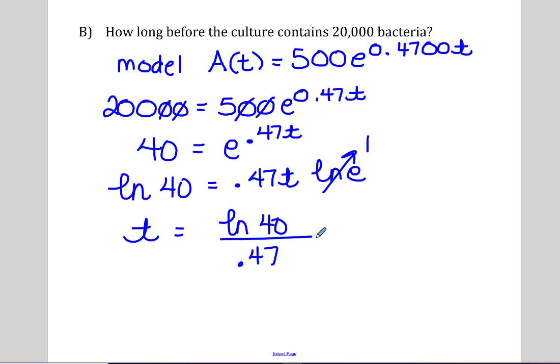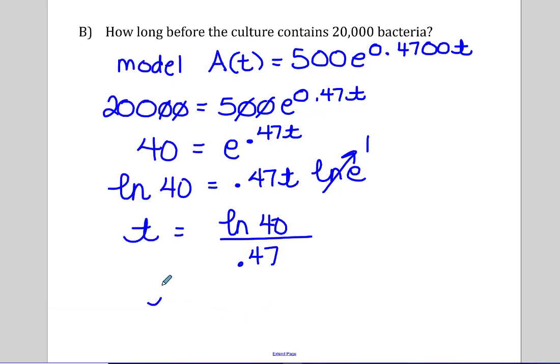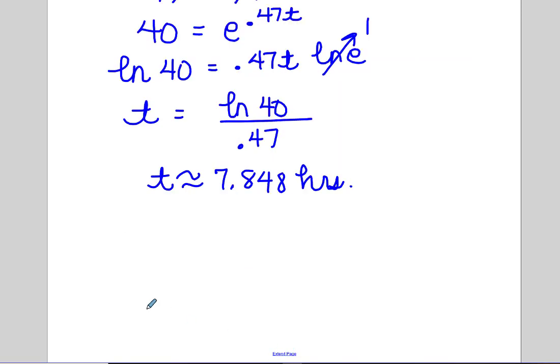So let's go figure that out. Clear this off. And we've got the natural log of 40 divided by 0.47. And that's 7.848 hours. So 7.848 hours before there will be 20,000 bacteria in that growth.